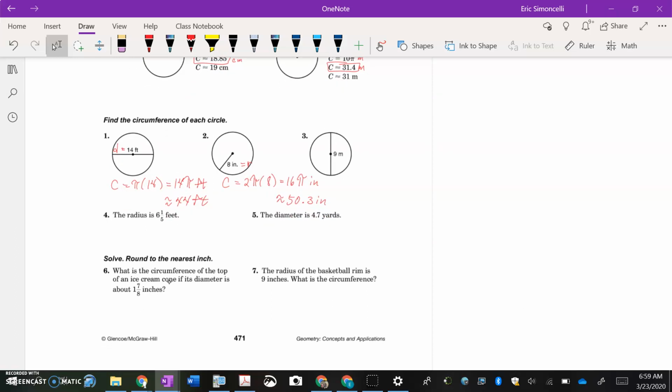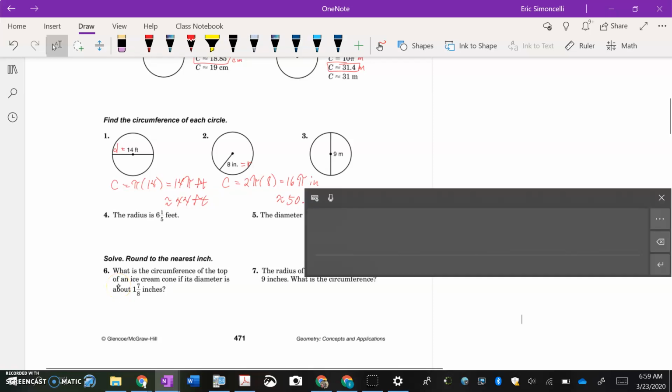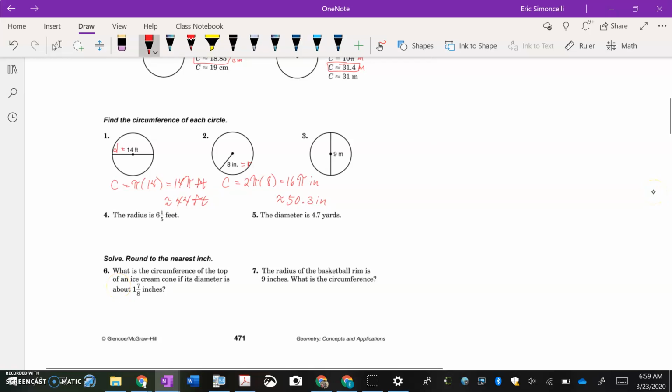Numbers 6 and 7. It says solve, round to the nearest inch. Number 6, what is the circumference of the top of an ice cream cone if its diameter is about 1 7/8 inches? Okay, so interestingly, a picture is important in most cases. I think it's not as crucial in this case because they tell you the diameter right away. It is a word problem, but not a whole lot different than the prior questions that dealt with diameter. So again, because they want circumference, that equals pi times d.